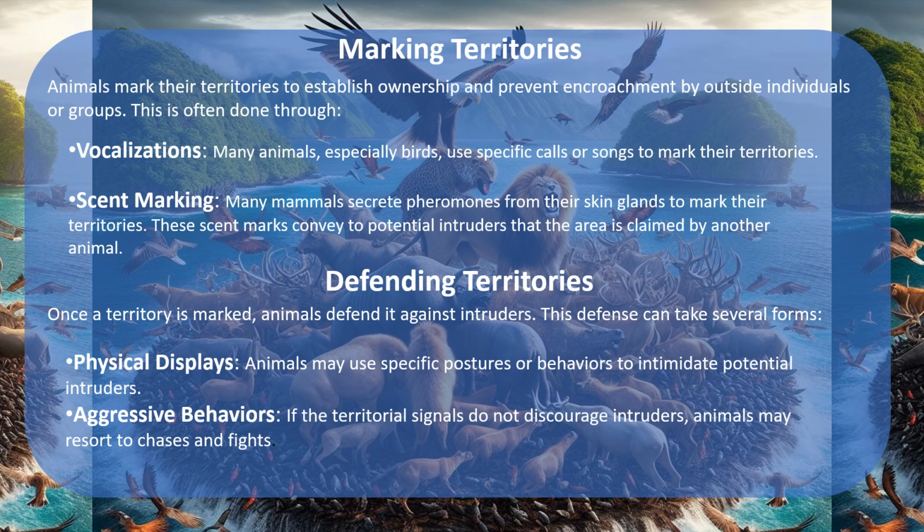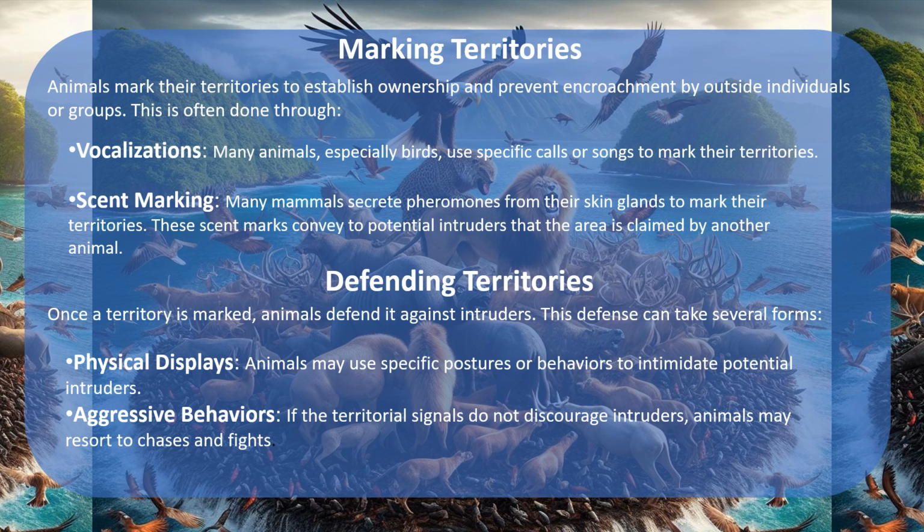Animals mark their territories to establish ownership and prevent encroachment by outside individuals or groups. This is often done through vocalization, especially by birds using specific calls or songs to mark their territories. Next is scent marking. Mammals secrete pheromones from their skin glands to mark their territories. These scent marks convey to potential intruders that the area is claimed by another animal.